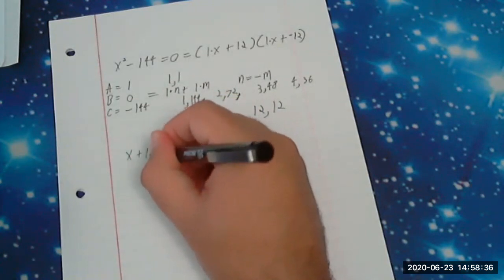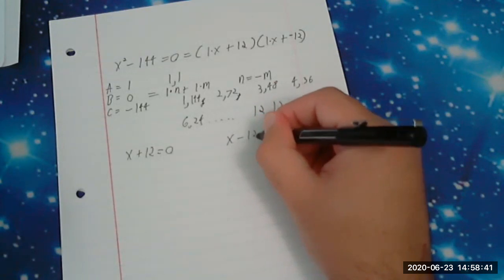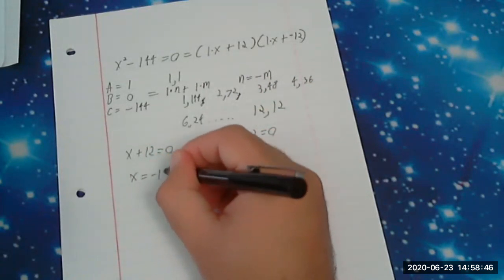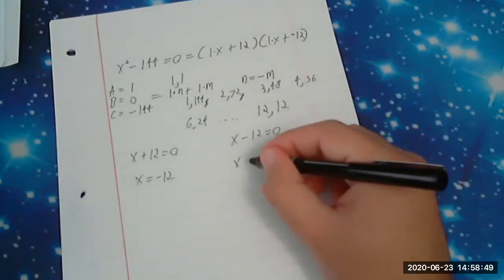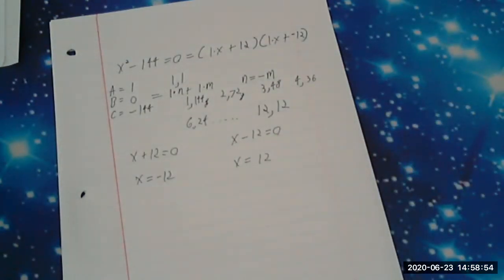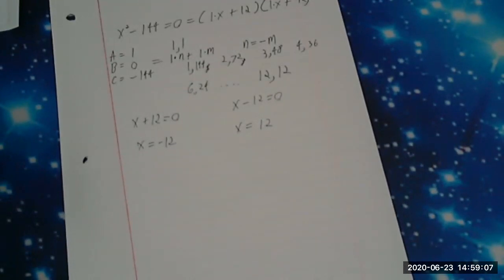So x plus 12 equals 0 and x minus 12 equals 0. Well, then the solutions are x equals negative 12 and x equals positive 12. And this is a difference of squares thing, again, one of those special cases. But if you do it the long way, if you get good and quick with that, it works every time.